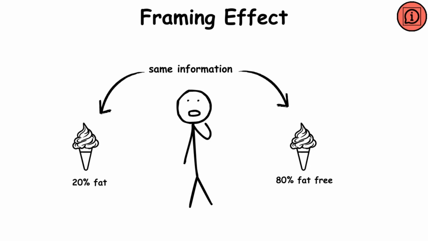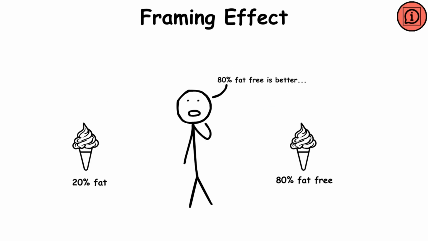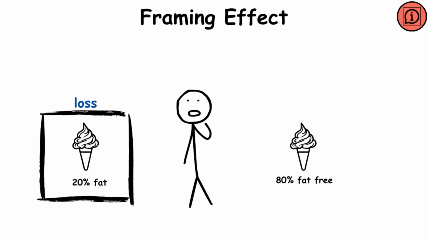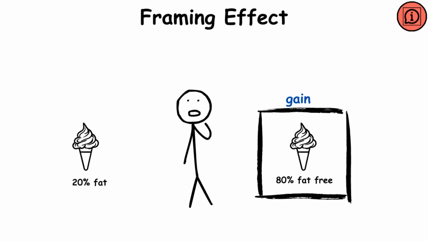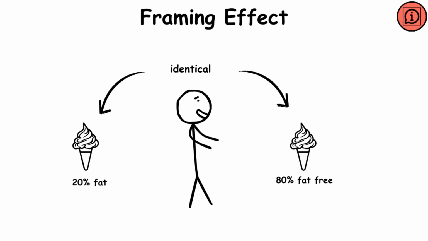framed. The same information presented in different ways can lead to different decisions. Presenting a choice as a loss or as a gain can alter decision-making even if the options themselves are identical.